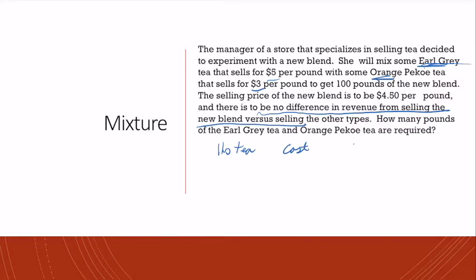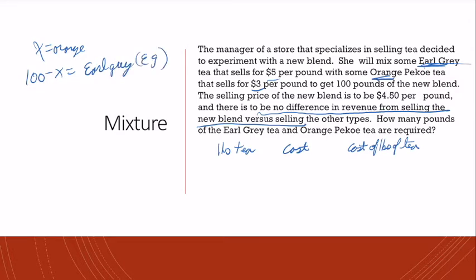the cost per pound of tea. Now I know I'm going to have 100 pounds of tea at the end. So let's let X be the amount of orange tea. And that means 100 minus X is going to be the amount of Earl Grey. We'll call that EG.